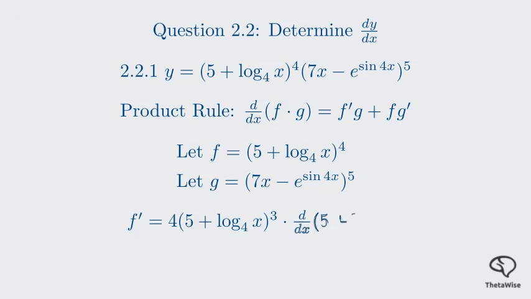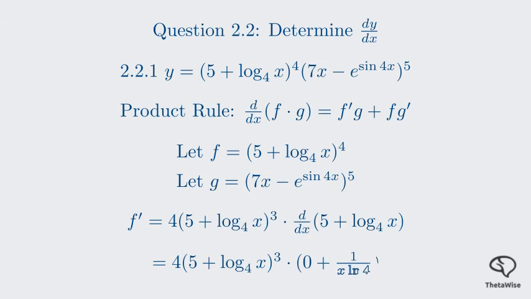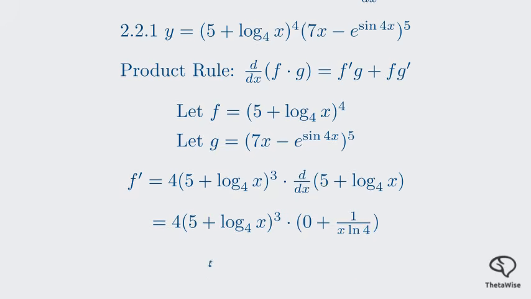To find f prime, we use the chain rule. The derivative of the outer function, something to the power of 4, is 4 times that something to the power of 3. We then multiply by the derivative of the inner function, which is the derivative of 5 plus log base 4 of x. The derivative of log base b of x is 1 over x ln b. So f prime is 4 times the first term cubed, all divided by x ln 4.